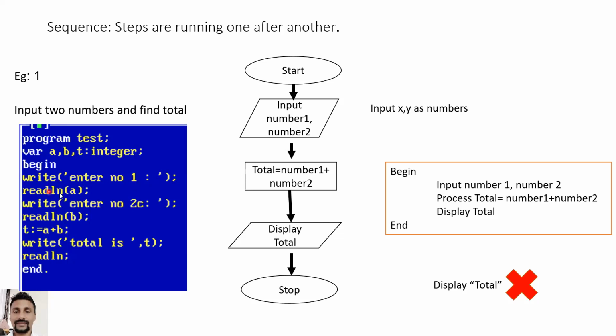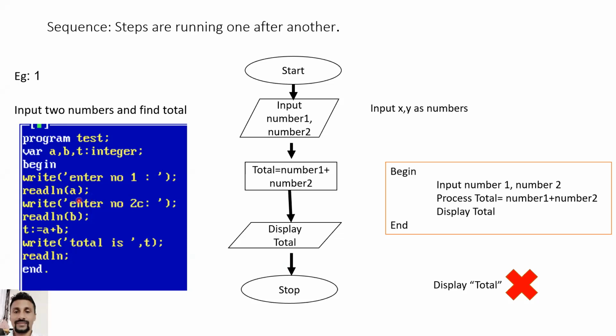Now here I am using readln a. That means I am taking whatever number you enter to the variable a. So inside the variable a, you will store the value you enter for enter number one, right? Actually a variable is a place inside the memory. So inside the memory you take a specific location and name it a. In that location you are going to put the number you enter for number one.